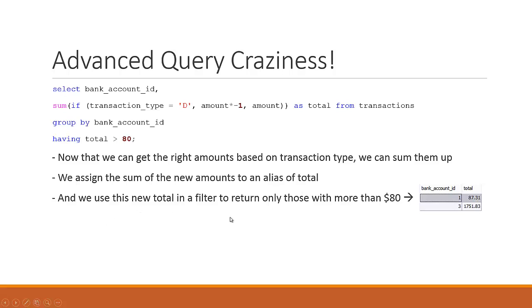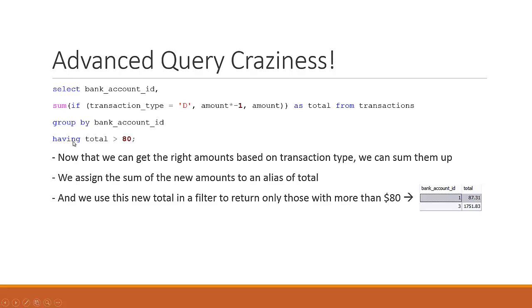We use the new total in a filter and return only those with more than $80. Because you see here we also have the having total is greater than $80. Having is the keyword that we just learned, and it is used in order to combine the ability of filtering with an aggregate function. Since we're using the aggregate function called sum, because remember, sum is an aggregate function, that means that we need to use the having keyword to filter based on that function.